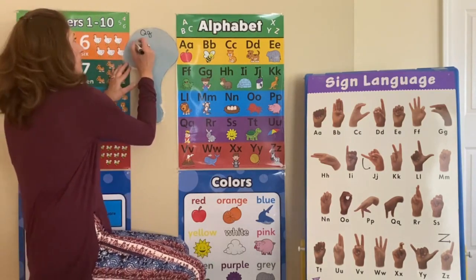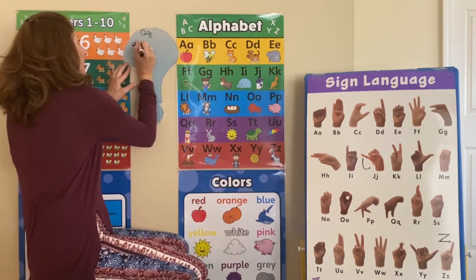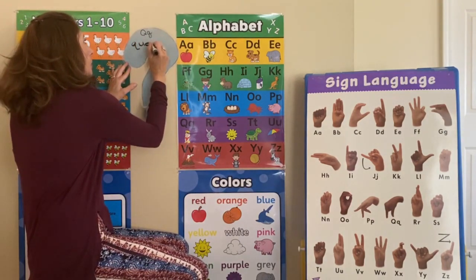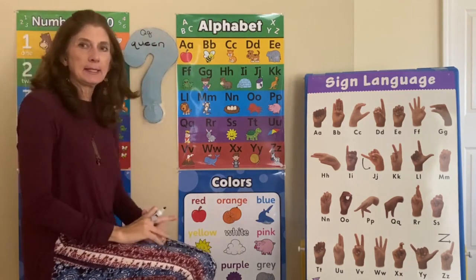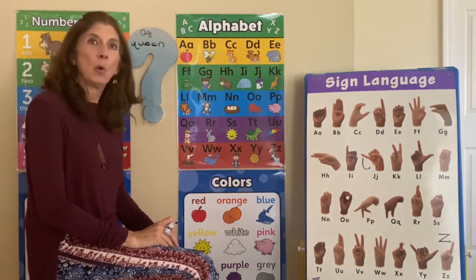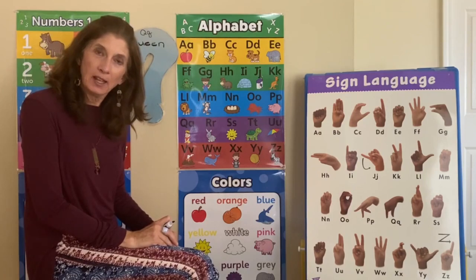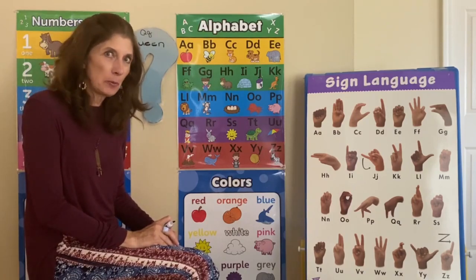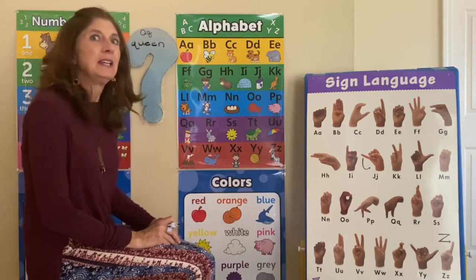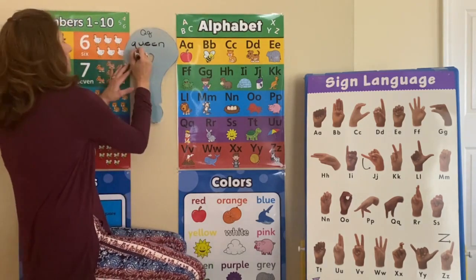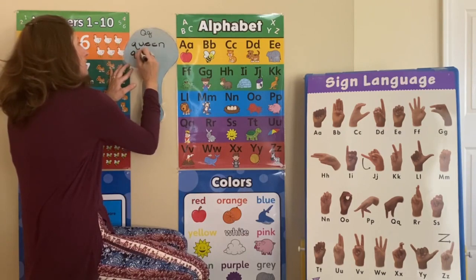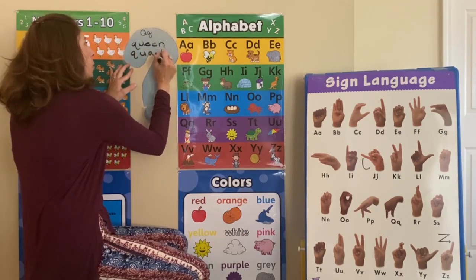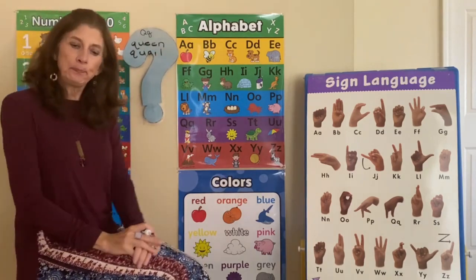Remember, we're going to write first. We're going to write queen. Queen starts with the letter Q. Okay, let's see if we can think of another thing. What is that bird that we're learning about? What's his name? Do you remember what kind of bird that is? It's a quail. Right. Quail starts with the letter Q. So we'll write quail on our question mark.